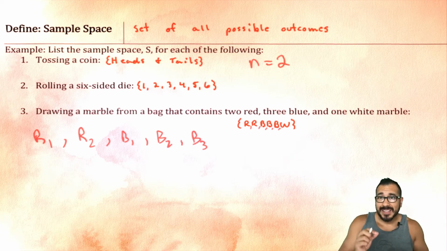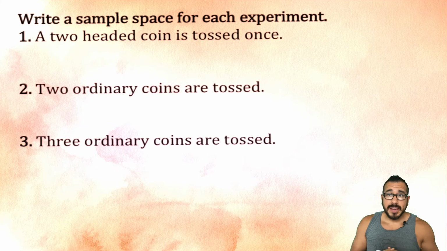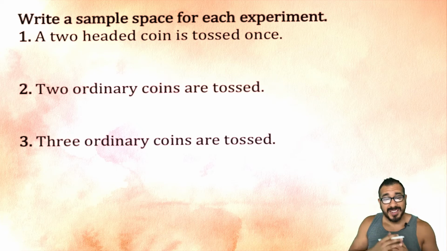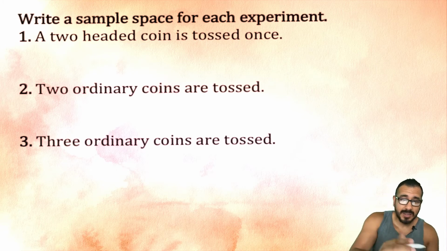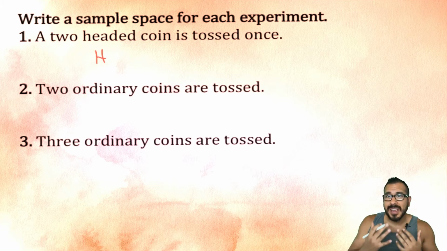So now let's get some practice so you can put this into action. Follow me. Let's go ahead and build this up. We already did number 1, because if you notice, they want a sample space for this experiment, and you have a 2-headed coin that's gonna be tossed 1 time. Notice, it's 2-headed. So what that means is on both sides, it's heads. So when you toss it, no matter how many times you toss it, it's always gonna end up being heads.